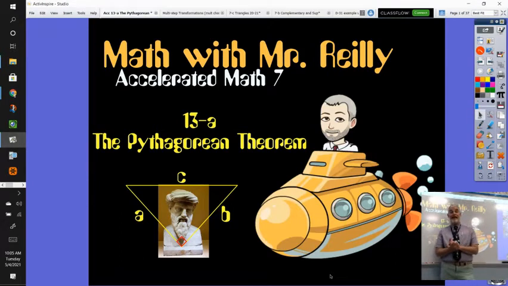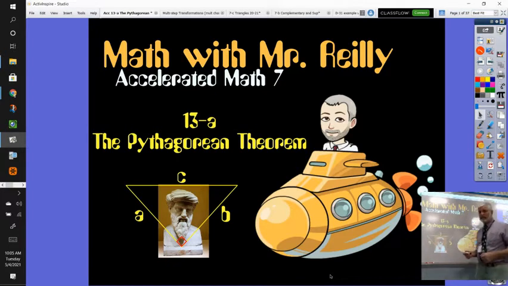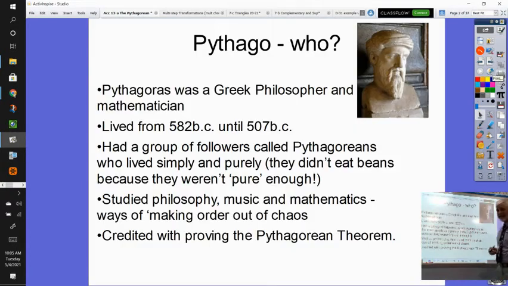Hey, it's time finally, Lucas, for the Pythagorean Theorem. Finally. So, this unit is not in your accelerated book. It's in the 8th grade math book, so we're using a little bit of stuff from there in the notes page. But let's take a look at this Pythagorean Theorem thing.